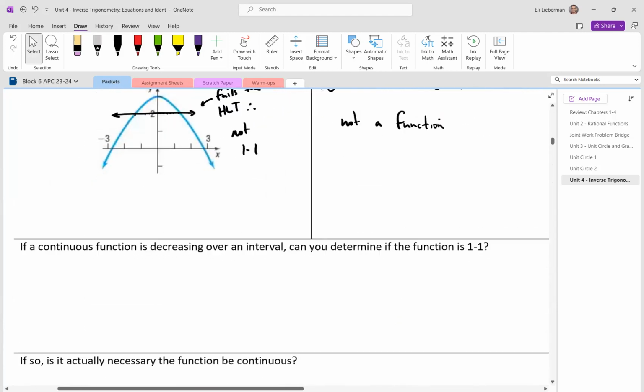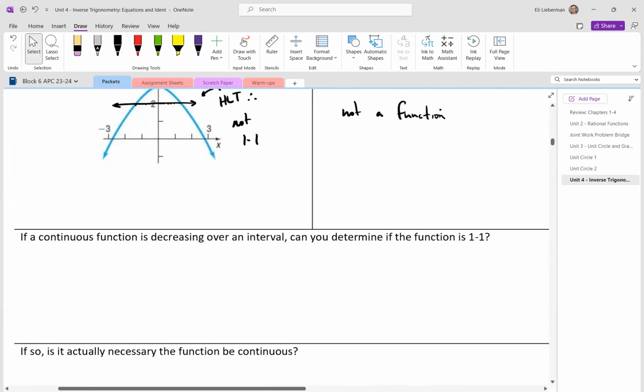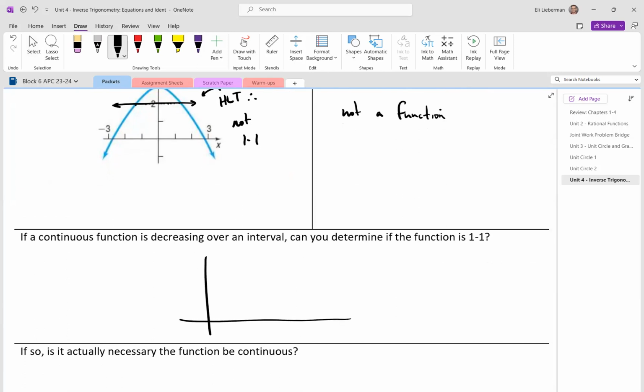Oh, I'm sorry, I forgot to do this one. If a continuous function is decreasing over an interval, can you determine if the function is one-to-one? Well, let's say that our interval is from A to B. And let's say that's the only place our function exists, just in that window. So it's here inside these dashed lines. These are not necessarily a vertical asymptote, but there's nothing happening outside of that. If the function is decreasing there, is that enough to say that this function is one-to-one? Please discuss.